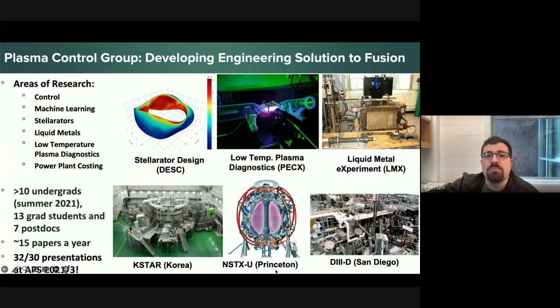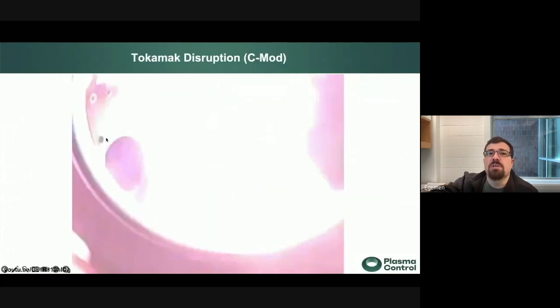So we work on different machines in Korea, in the US, and everywhere, and we look at different things. I'll talk a bit about what we do on the control and machine learning side. So before we get started, what is the main issue that we have in a tokamak?